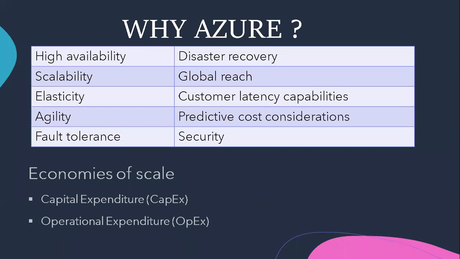Customer latency capabilities. Let's say your users are in India, you would like to deploy your application server in India. If your users are in Australia, you would like to deploy your application server in Australia, right? So as per our customer, we are able to control the latency. Latency is how much time it takes for a request to go and come back. How can we control it? We try to deploy the resources as close as possible to the users.